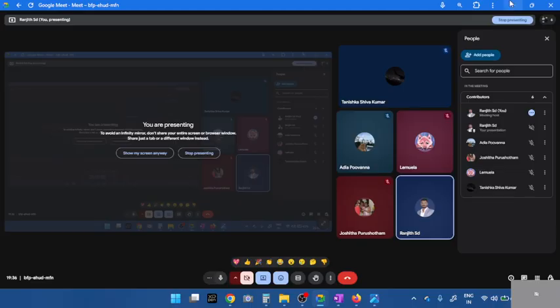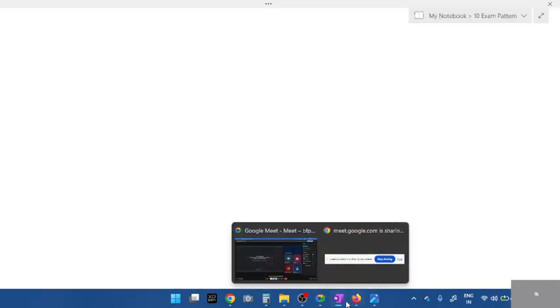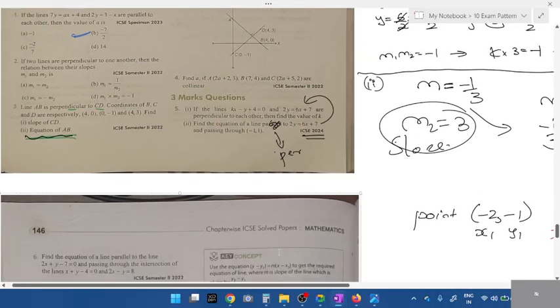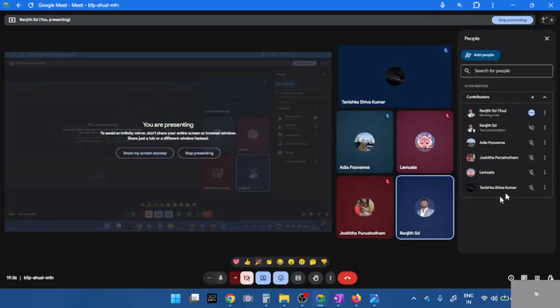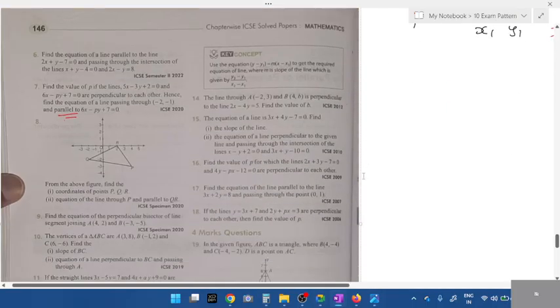Okay, shall we do the next one? All of you are online? 4 mark question. Response, students. Shall we do 4 mark question? Fine. Just 1 or 2 questions.